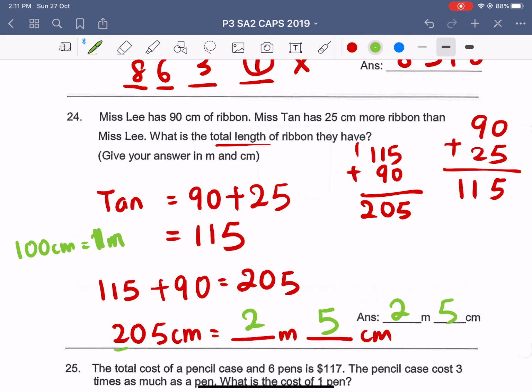Okay, to double check my answer, I can always check again. 2 meters is the same as 200 centimeters. 5 centimeters is just 5 centimeters. So do they add up to 205 centimeters? Yes. So 2 meters, 5 centimeters must be the correct answer.